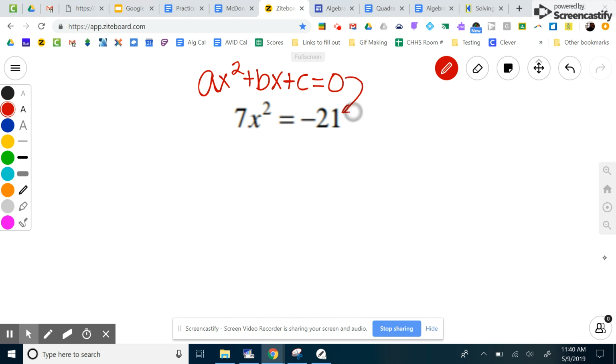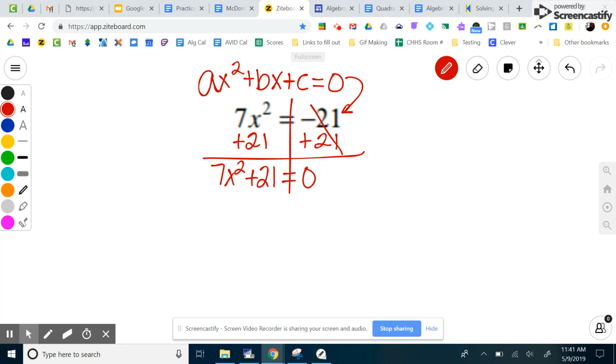So that means we need it to be equal to 0. Right now it's equal to negative 21. So I need to move that 21 to the other side by adding it. It doesn't have a like term on this side, so I'm just going to slide it on here. So I got 7x squared plus 21 equals 0. So standard form, I'm done with that.